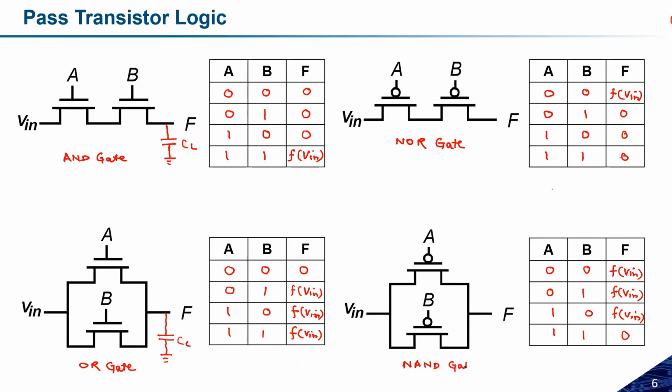So this is the basics of pass transistor logic. We will discuss pass transistor logic in more detail in the next class. Here I am assuming the capacitor CL is connected over here. Again, CL is connected over here. So I'm closing the session here.